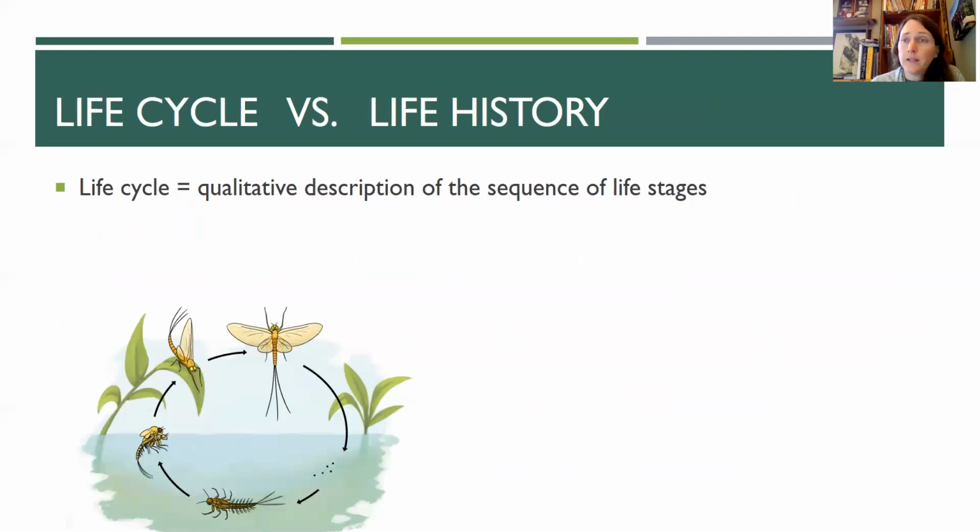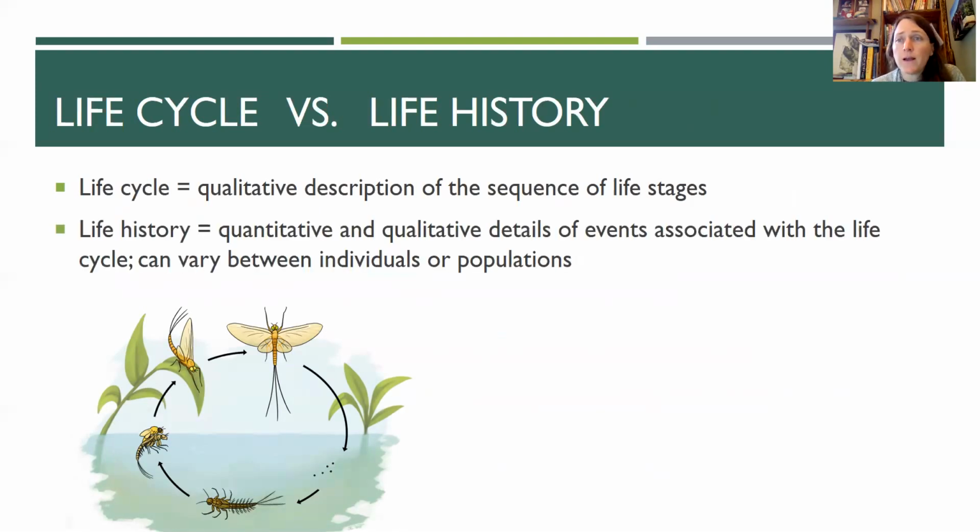So what's a life cycle versus life history? These terms are used pretty interchangeably, but they're kind of different. So the life cycle is a qualitative description of the sequence of life stages. So egg to larvae to pupa, or in this case, egg to larvae to subimago to imago for a mayfly. That would be its life cycle.